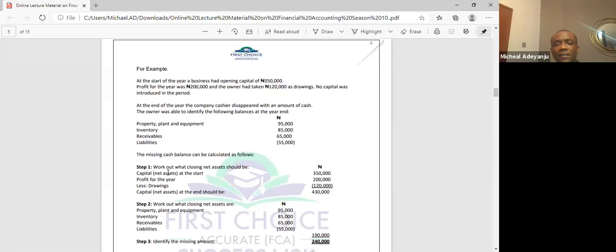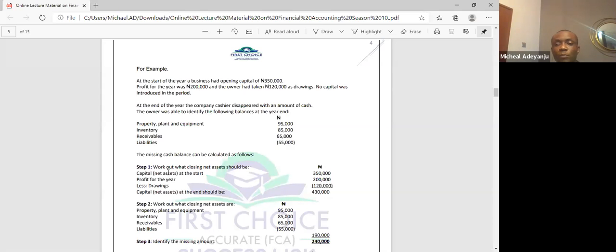At the start of the year, a business had opening capital of 350,000 naira. The profit for the year is 200,000 naira. The owner had taken 120,000 as drawings. No capital was introduced in the period. At the end of the year, the company cashier disappeared with an amount of cash. The owner was unable to identify the following balances at the end of the year.